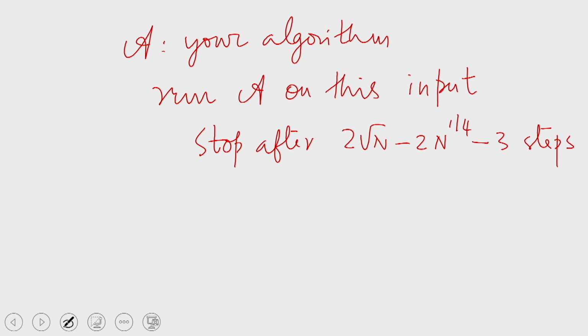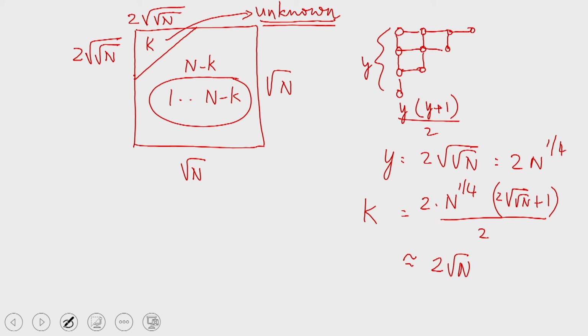I will stop the algorithm after these many steps. Now, let us look at the mesh. This is a root n by root n mesh. Here I have identified 2 n^(1/4) processors in the first column. Let me consider the last of these processors, the lowest of these processors.